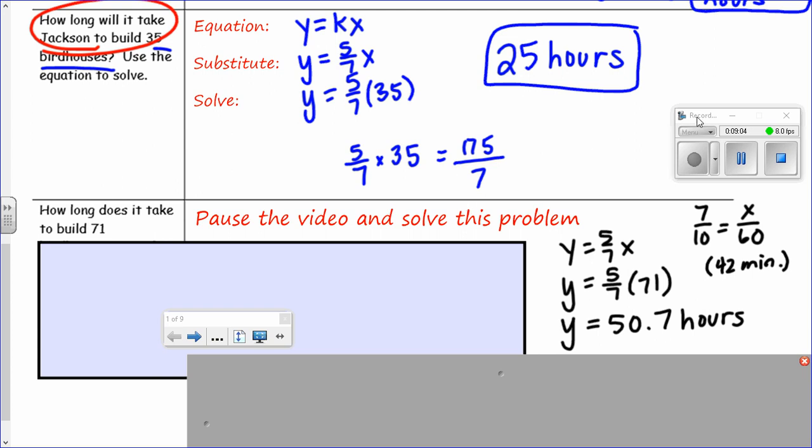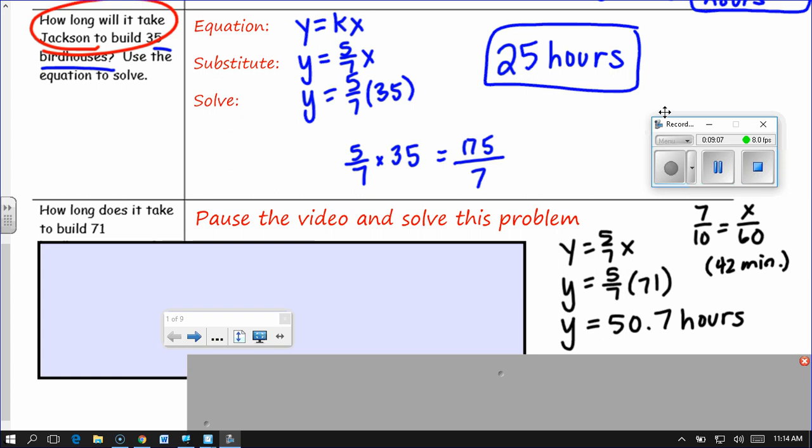That's a long time to make 71 birdhouses. That sounds like Jackson's going to have a full-time job now.